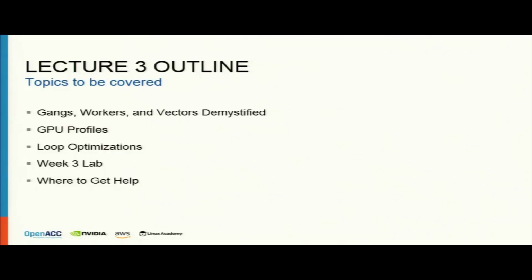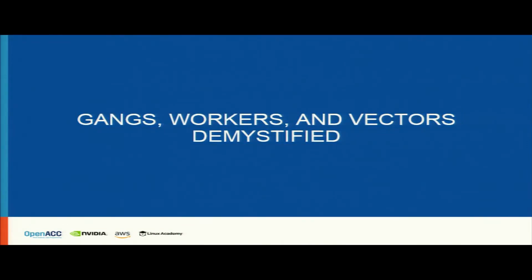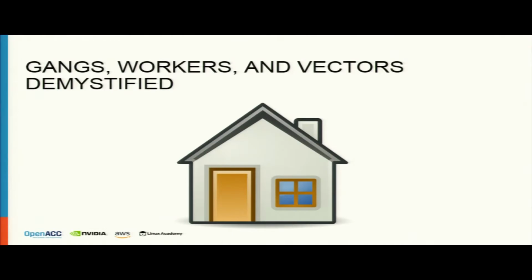So, loop optimization. What we are going to cover in this session is how you control these gangs, workers and vectors. You would have seen the minfo output. It would have printed out the vector size and the worker size. Then we will talk about the profiles, loop optimization, and then where to get help, which is generally common for all three sections. So let's look at them.